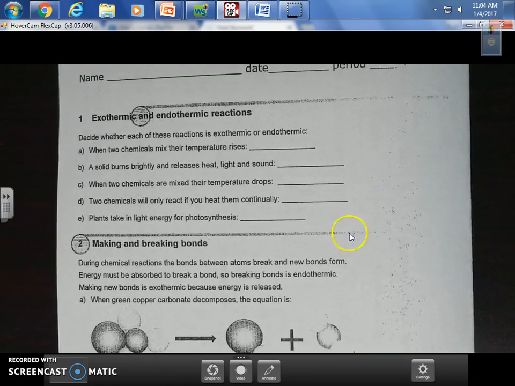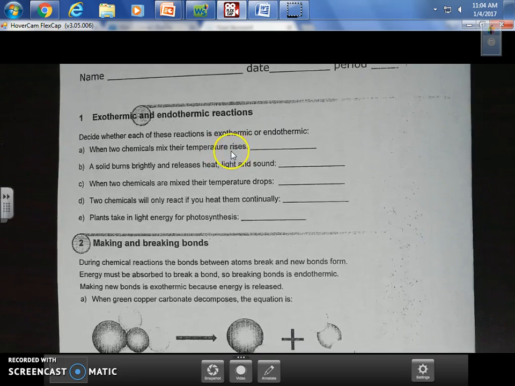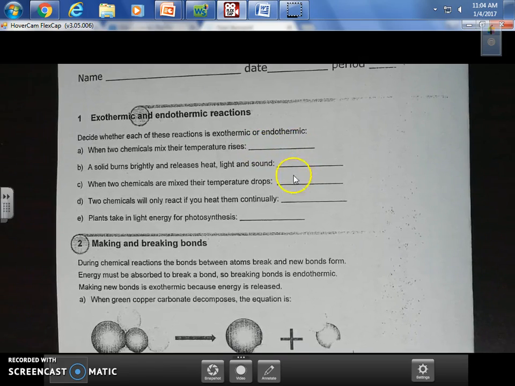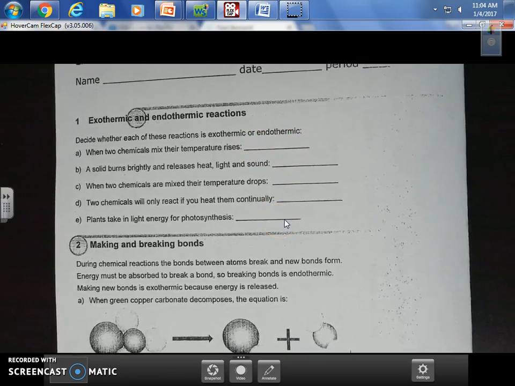All right, next I want you to fill in the word exothermic or endothermic on question 1, when two chemicals mix and their temperatures rise. All right, so it's getting hotter. Remember, therm means heat or energy, and exo is exit, endo is into. So if the temperature is rising, is heat being released or absorbed? Hopefully you're thinking released, and it is an exothermic process. So go ahead and do B through E on those.